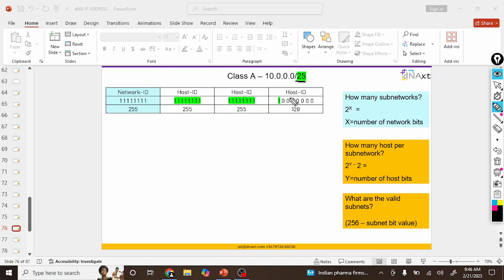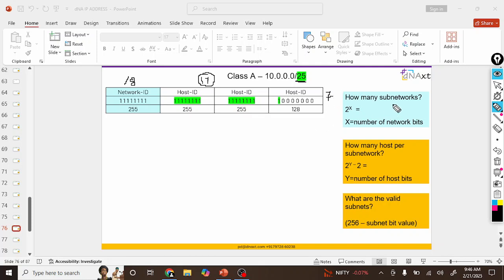We are discussing Class A subnetting, and in this series, today we are going to discuss slash 25. Slash 25 means there are 25 bits assigned to your network, and the remaining 7 bits are your host bits. Out of 25 bits, 8 bits are your default network bits because we are talking about Class A, and the remaining 8 plus 8 plus 1, that means 17 bits, are your subnetwork bits. So these are your subnetwork bits and 7 bits are the host bits.